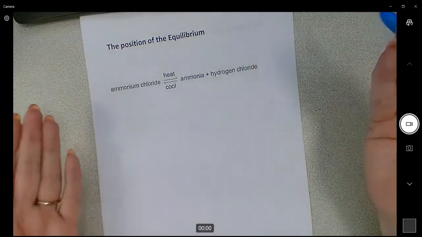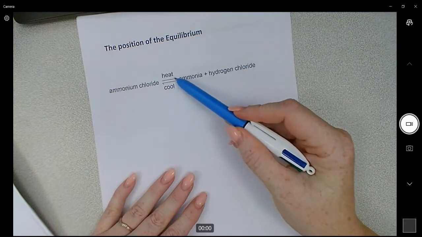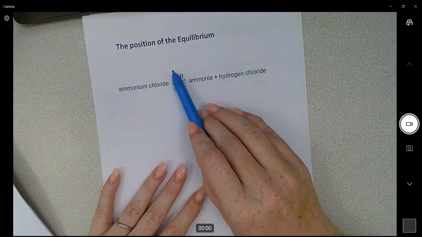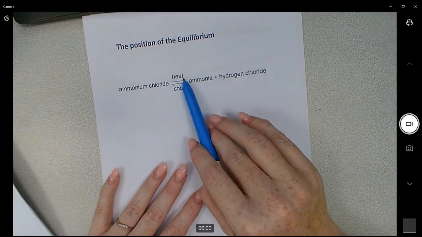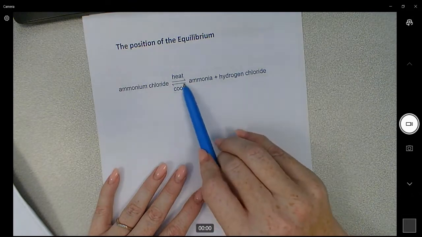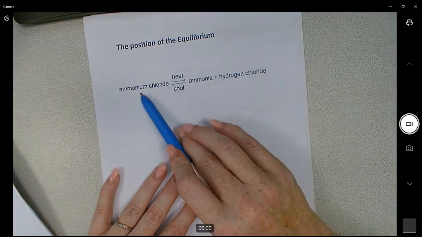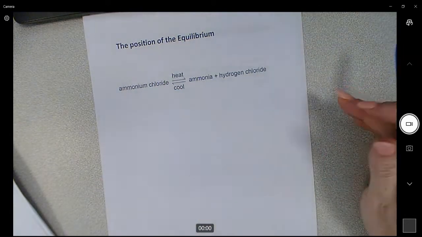So here's a typical reversible reaction. I know it's a reversible reaction because of the arrows. And I've got ammonium chloride breaking down using heat. So we call that thermal decomposition to make ammonia and hydrogen chloride. And if I cool that, that will then reverse back to form ammonium chloride. And this is where potentially an equilibrium could in fact form.